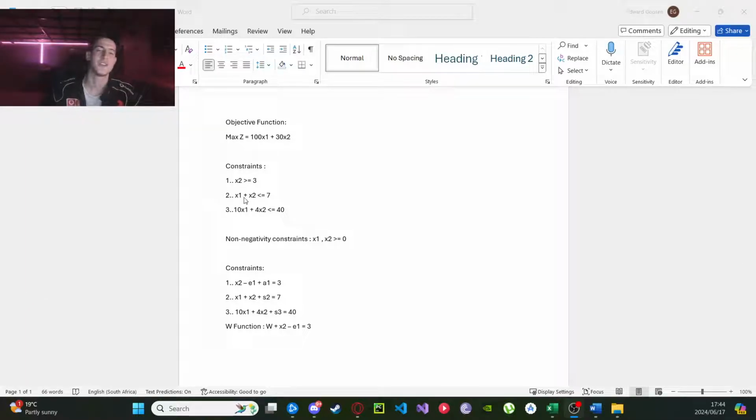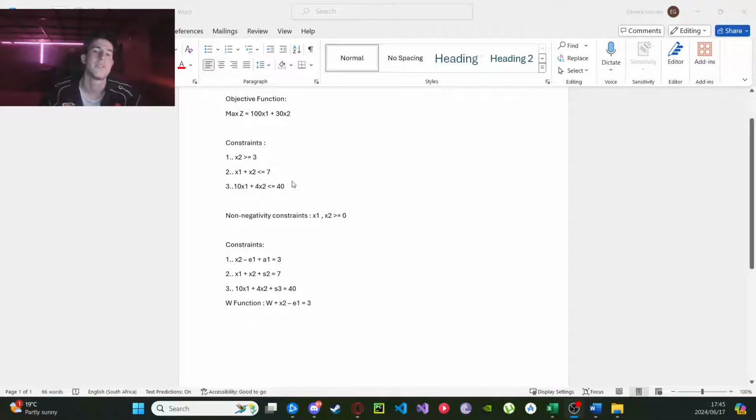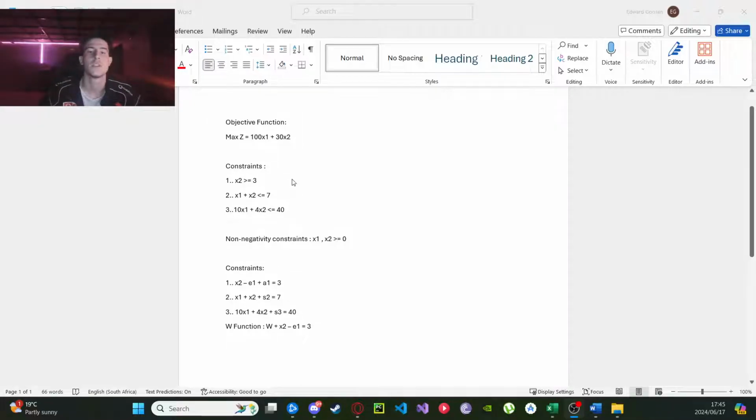So for today's video, I'm going to be showing you how to solve the two-phase simplex algorithm in Excel. The first thing we're going to do is look at this greater than or equal to sign. This means that we're going to have to add a negative E1 and a positive A1 variable to it, which is going to be useful for when we're formulating our W function.